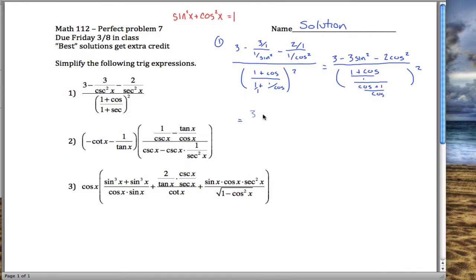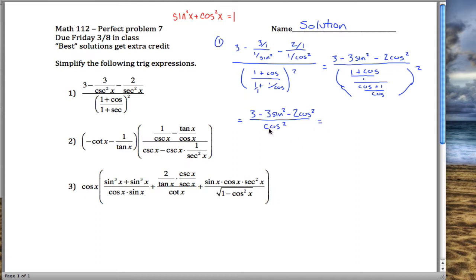Which I can then simplify. I'll leave the top alone. 3 minus 3 sine squared minus 2 cosine squared. But on the bottom here, if you flip this over and multiply, the 1 plus cosines will cancel out, and you'll be left with just cosine inside the parentheses. But then what's inside the parentheses is supposed to be squared. So I get cosine squared down on the bottom here. Which I can then simplify further.